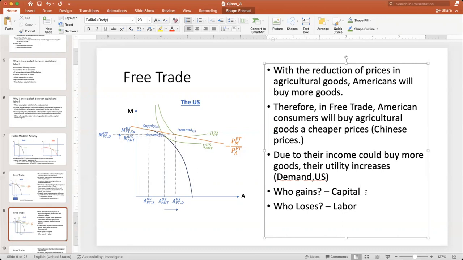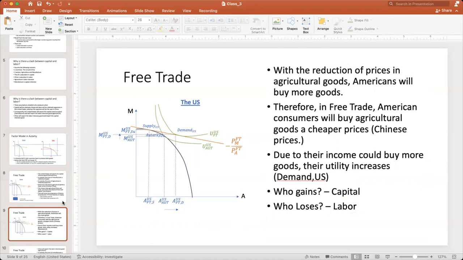But who loses? And this is a good question that we touched a little bit in the previous class, but we are going to explain more. In America, the sector that loses is not agriculture itself, it is labor. Why? Because given that agriculture is labor intensive, there will be more unemployment. And because of that, who loses in the international trade is the workers.